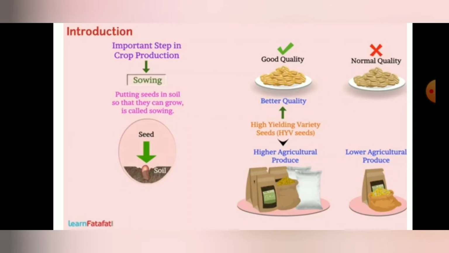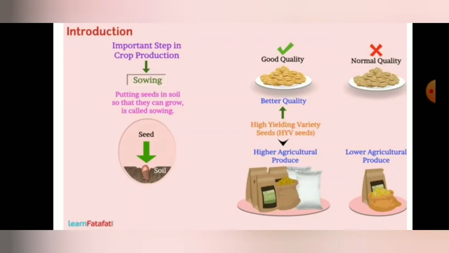I will repeat once again. It is one of the important steps in crop production. What do you mean by sowing? Putting seeds in the soil so that they can grow is called sowing. In this picture, you can observe the seed is placed inside the soil.